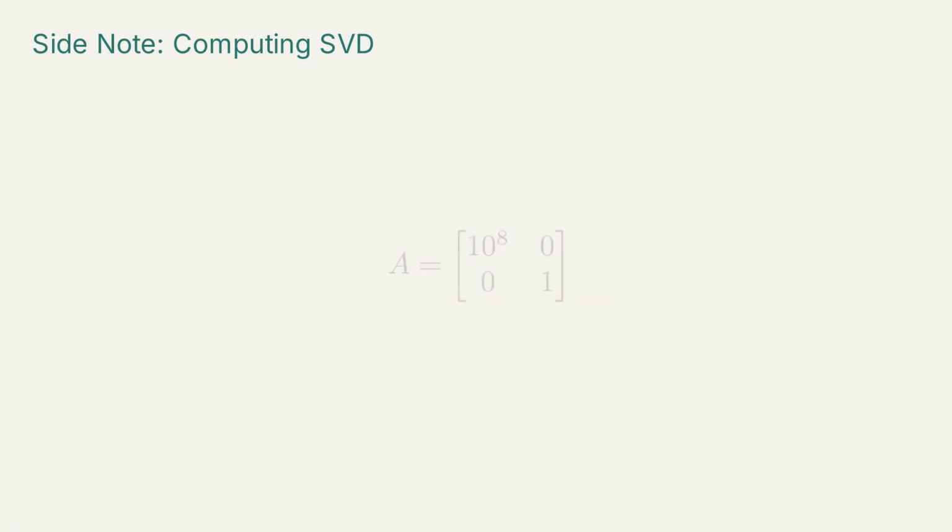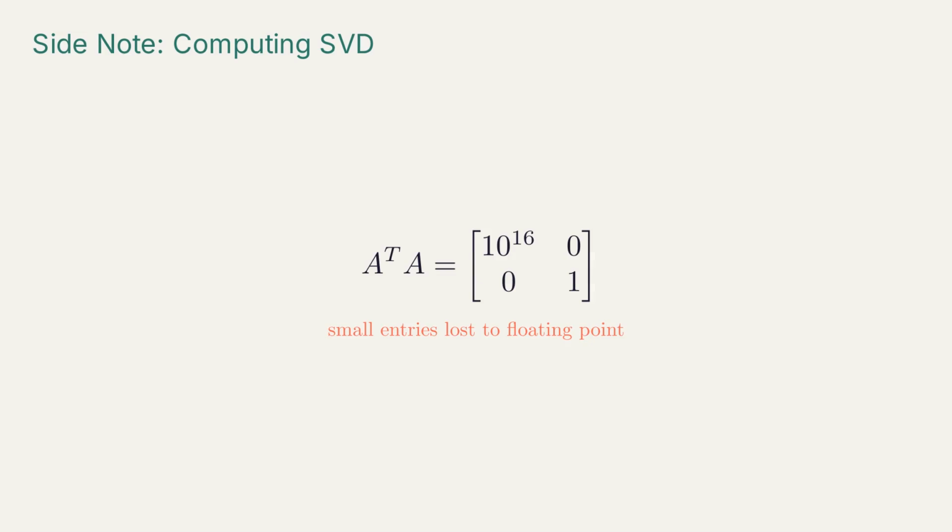There is also a deeper problem. Computing products like this on a computer is numerically unstable. Take a matrix with a very large entry and a small one. When you compute products, the large entry gets squared to an enormous value. At that scale, floating point arithmetic simply cannot represent the small entry accurately anymore, and all precision is lost. This is why modern SVD implementations work directly on the matrix A, never forming the product at all.